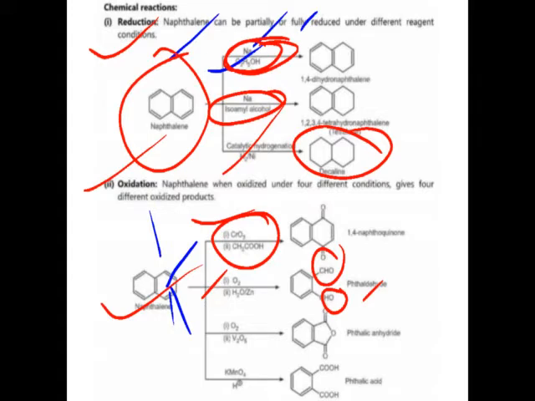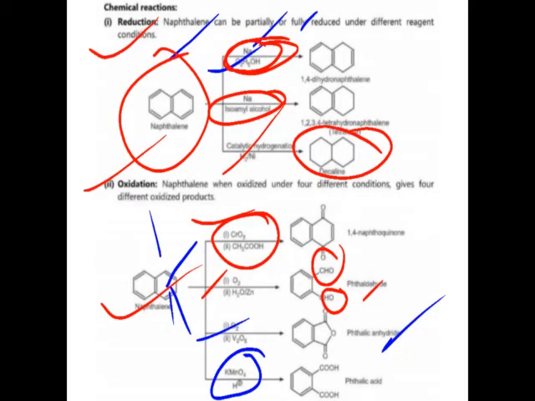So the compound is called phthalaldehyde. Third one, vanadium pentoxide and oxygen. If we use this, phthalic anhydride is formed. Okay, and finally KMnO4, as we know, is an oxidizing agent.